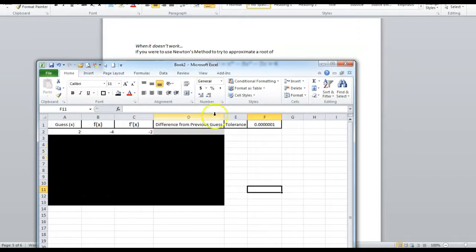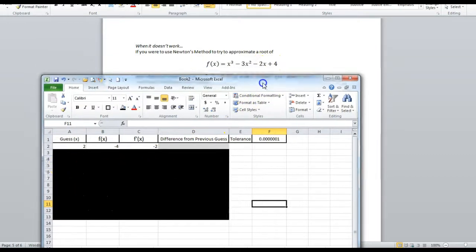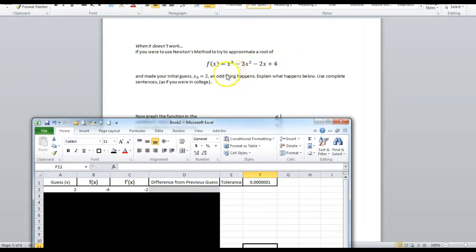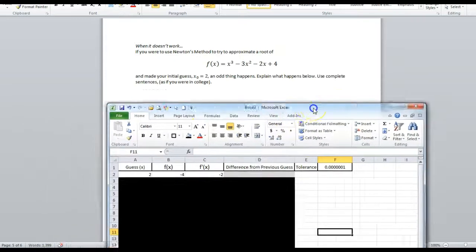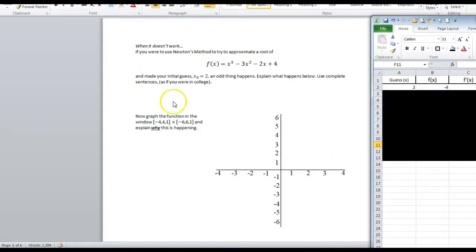So I've covered it up so you can't see it, but I want you to come up with an explanation with this. All right, and it says use complete sentences as if you're in college, because sometimes people write something very vague there, and I want to make sure that you understand that you need to explain very precisely what's happening here. So it should be something that's easily put into words.